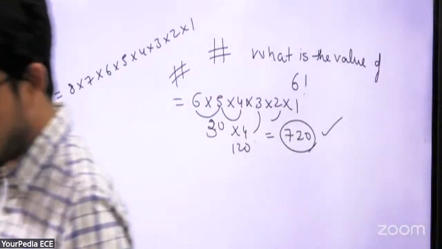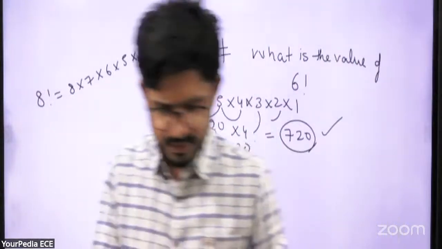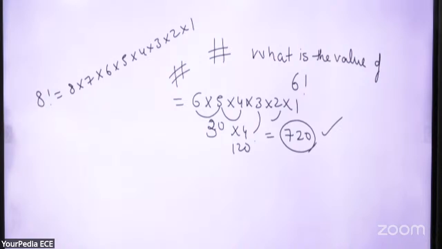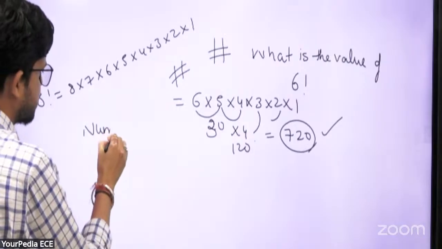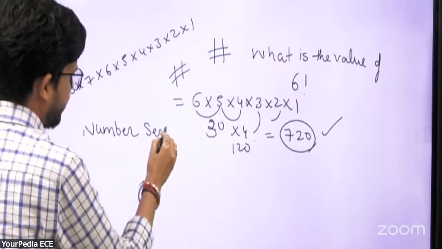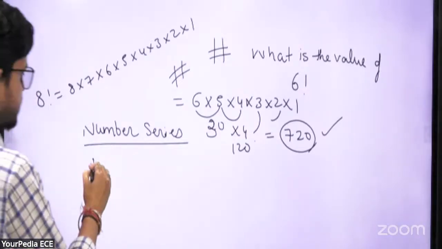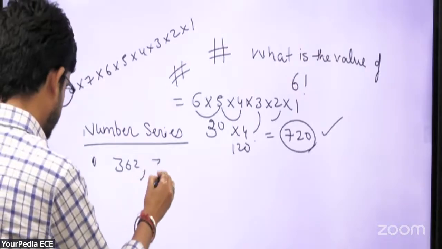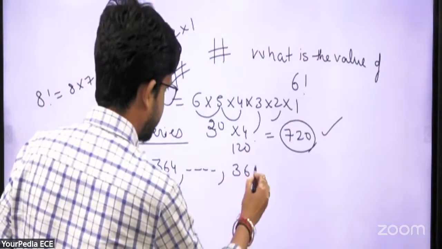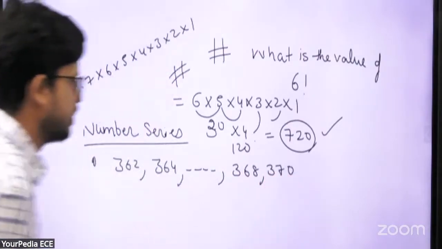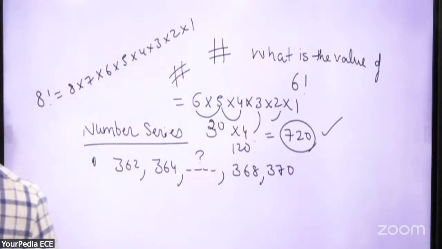Okay. So we are receiving more questions. I get one more question here, very simple again, related to number series. So very important topic. What is the question? The question is given that 362, 364, dash, 368 and next is 370. So he is asking what would come here? यहाँ पे क्या आएगा?